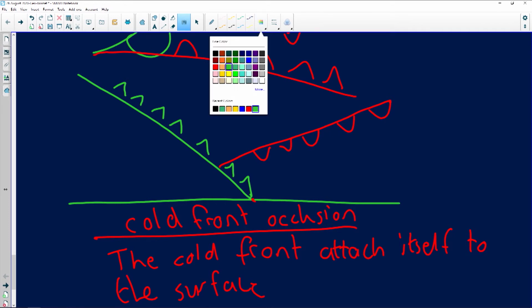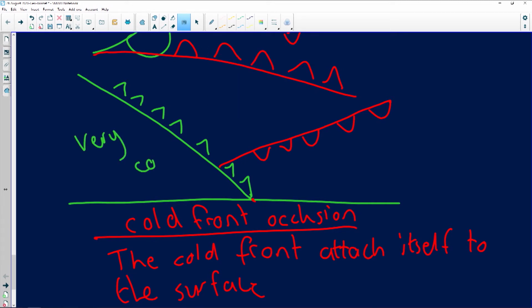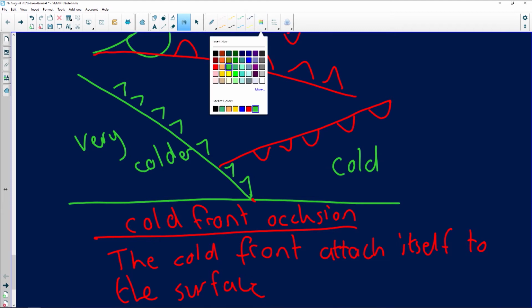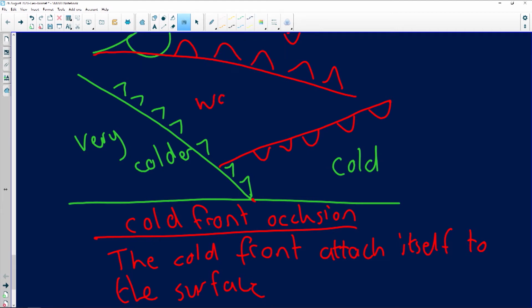The air behind the cold front is colder than the air in front of the warm front. Now remember, when the occlusion took place, all the warm air has been displaced. So what do we find? We only find cold air on the bottom of the surface. Right, this cold front has come in. It has forced all the warm air to rise. Right, it has caught up with the warm front. So there's no more warm air on the surface. All of the air has been lifted. Okay. So we're only stuck with cold air.